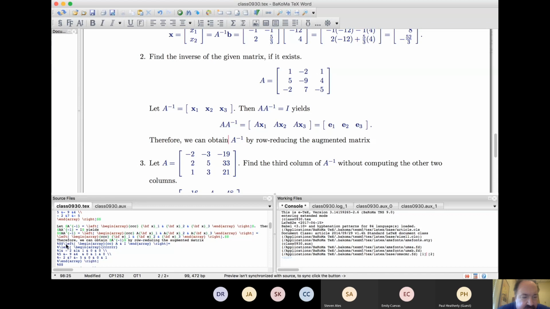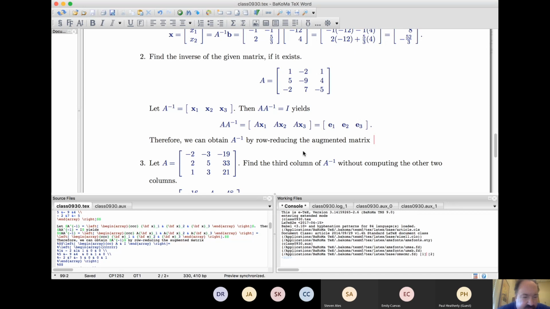That's one way to do it. We can solve each system: AX1 is equal to E1, AX2 is E2, AX3 is E3. But we can also do them simultaneously, because if we're going to solve these three systems, you're talking about row reducing the same matrix 3 times. But we really would just want to carry out that process once.